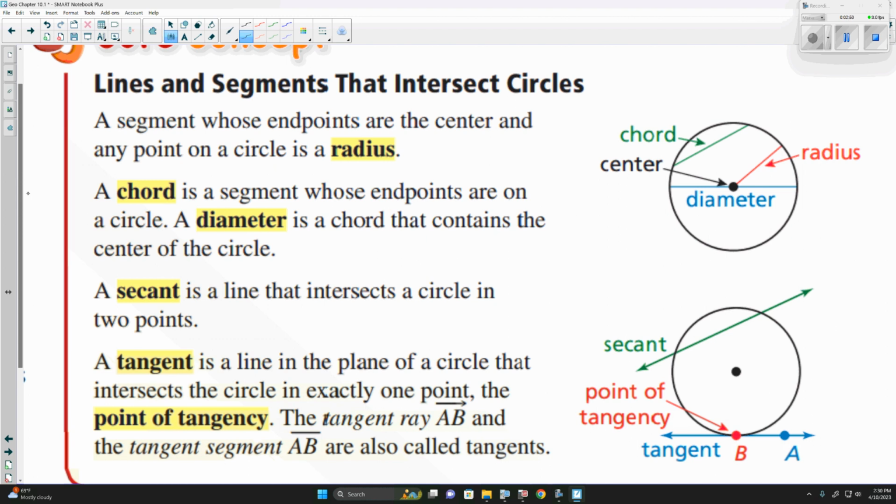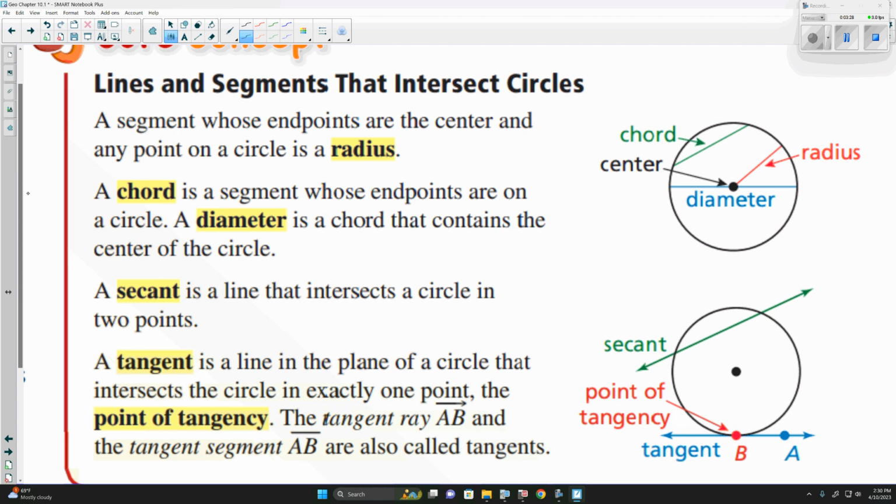So radius and diameter are terms we've heard before. A secant is a line that intersects a circle in two points. So we call it a secant line, secant segment, any type of line, segment, or ray that intersects the circle at two points. If it intersects at two points, it is a secant. A tangent is a line in the plane of a circle that intersects the circle at exactly one point. Secant intersects the circle at two points. Tangent intersects it at one.